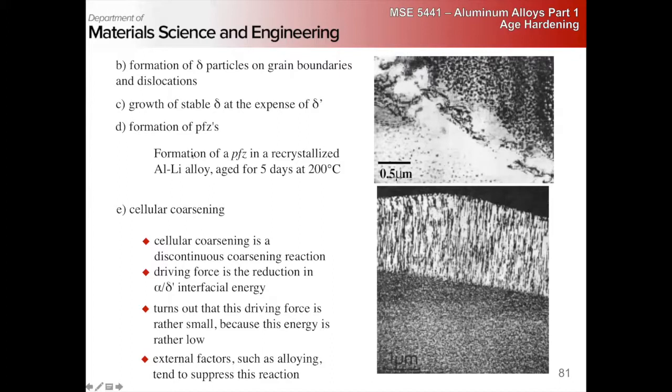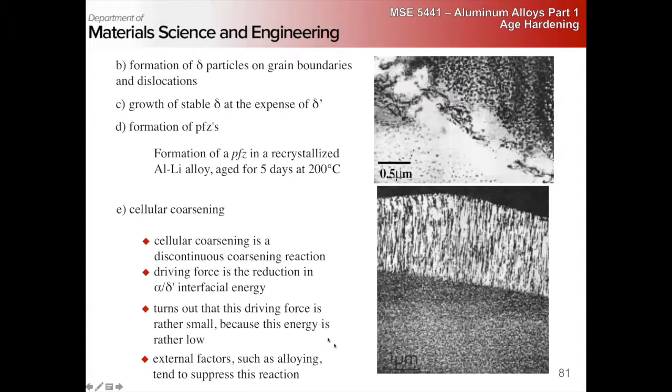So this is what we were saying. Formation on grain boundaries and dislocations. No, this is delta, not delta prime anymore. So the formation of delta is going to form on the grain boundaries and dislocations. So the growth of the delta phase is going to come at the expense of delta prime. Right. As we recrystallize, we tend to form precipitate-free zones along the grain boundary.